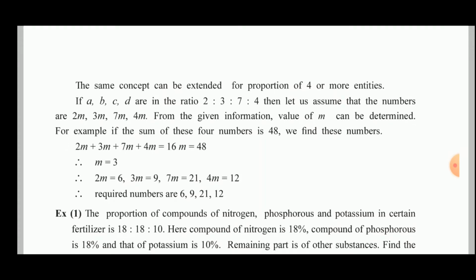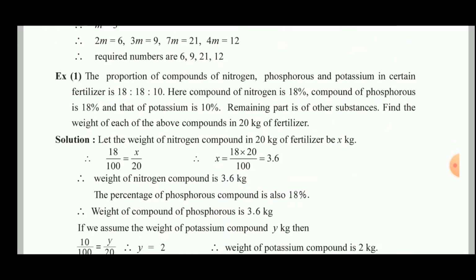So take these numbers as 2m plus 3m plus 7m plus 4m is equal to 48, so 16m is equal to 48. Therefore, m is equal to 3. So 2m is equal to 6, 3m is equal to 9, 7m is equal to 21 and 4m is equal to 12. Therefore, the required numbers are 6, 9, 21 and 12.